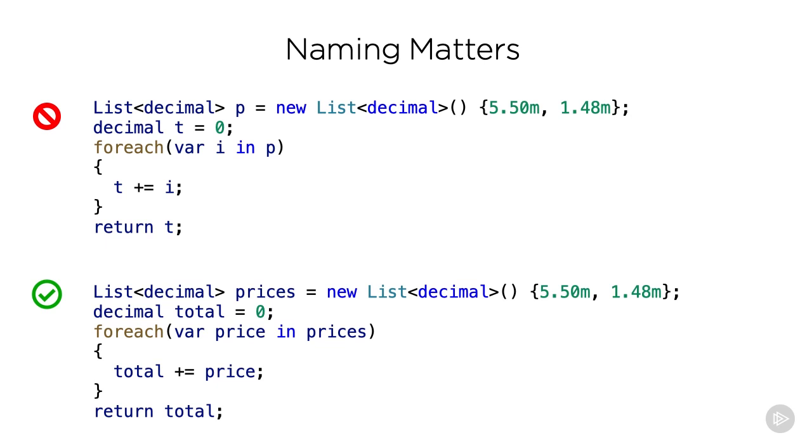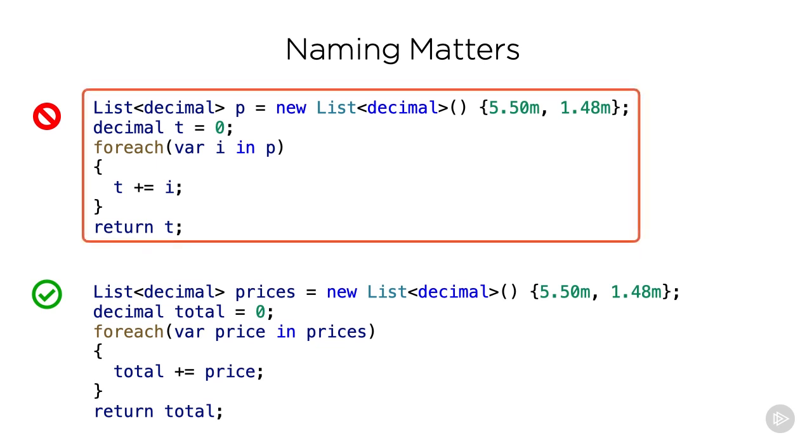Note how much easier it is to read this clean version. The only change that's been made is better variable names. Let's compare reading them like a sentence in a book. Define list of P as decimal. Define T as decimal. For each I in list of P, add I to T. Return T. This is a simple problem, but it sure sounds cryptic.